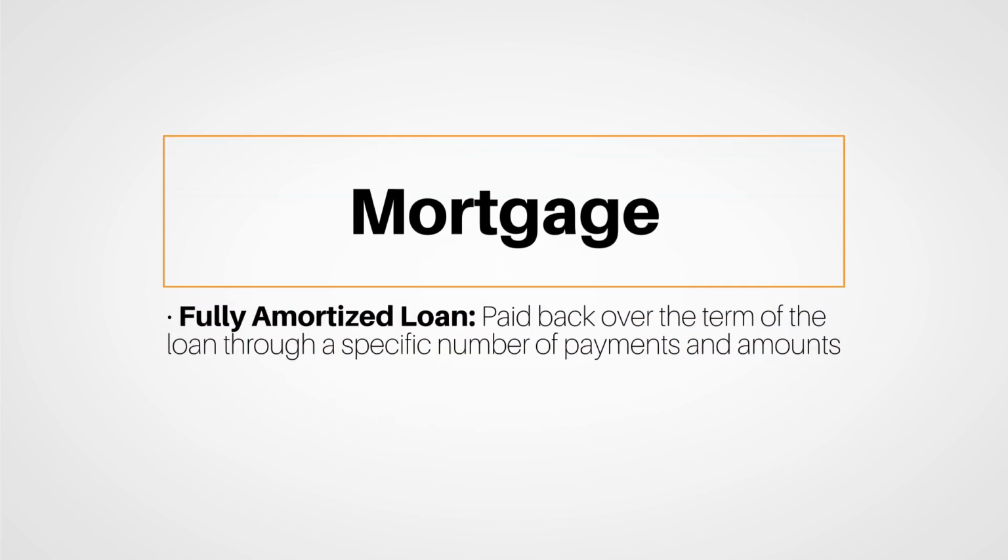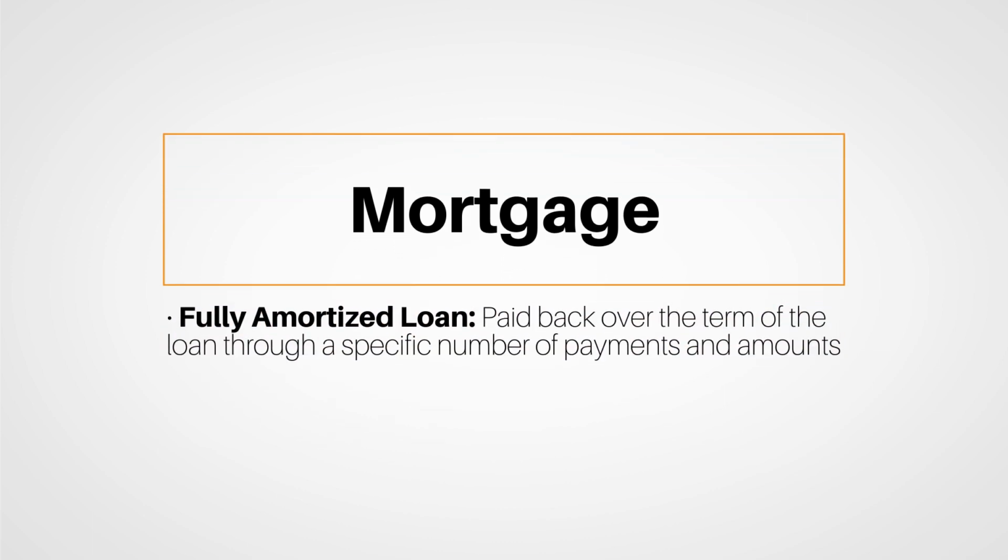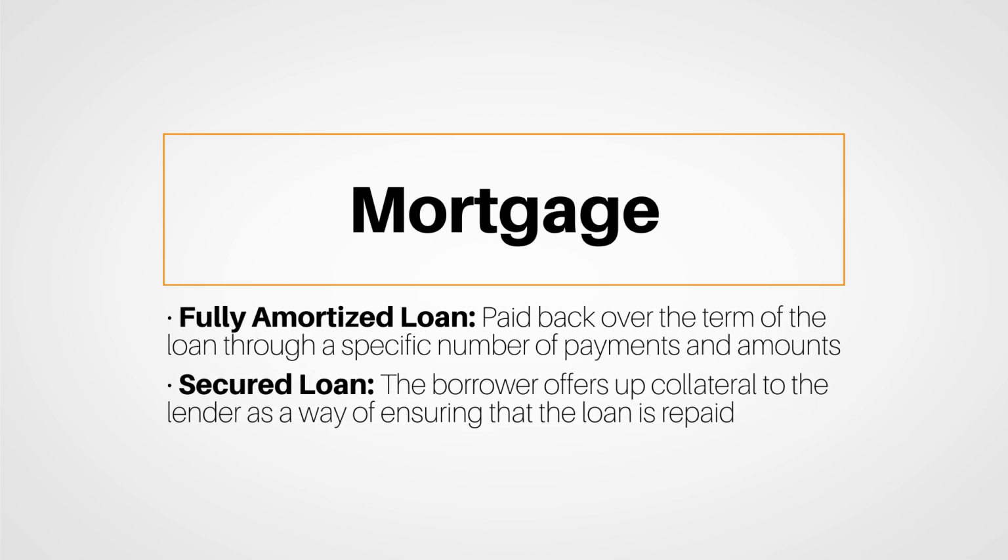A fully amortized loan is paid back over the term of the loan through a specific number of payments and amounts. Mortgage loans are also secured loans, which means the borrower offers up some sort of collateral to the lender as a way of ensuring that the loan is repaid.